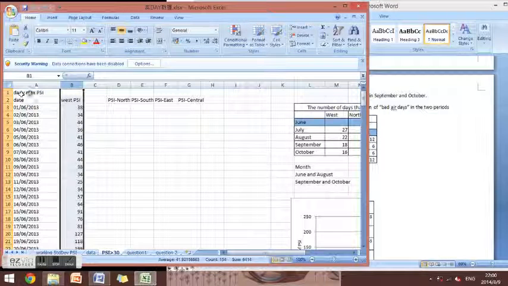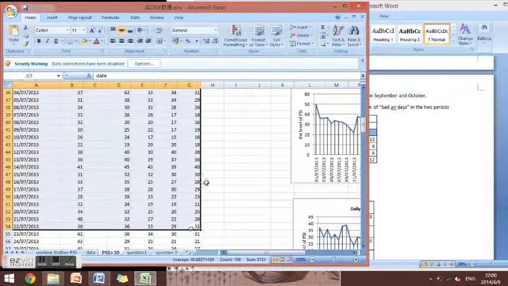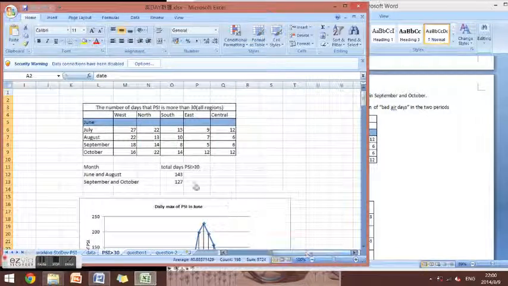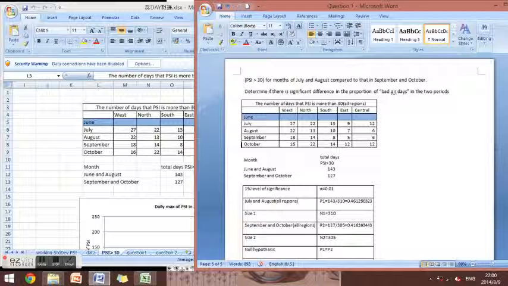I count the daily max PSI first in 5 regions, which is shown here. Then I count the total days PSI is more than 30 and record it in this table. From this table, we can note that the total days PSI is more than 30 in July and August is 143, and September and October is 127.